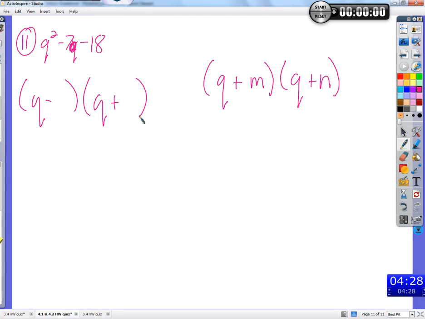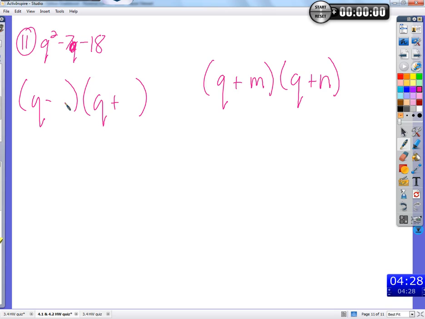So we know we're going to multiply to 18, so we need to think of the factors of 18. So we got 6 and 3, we got 9 and 2, we got 18 and 1. So keep in mind that we also need to add together and make a negative, right? So no matter what combination we use, what can we say about the negative number? It's gonna be bigger, right? We're gonna put the bigger value with the negative because when we add those two together, it needs to come out negative.